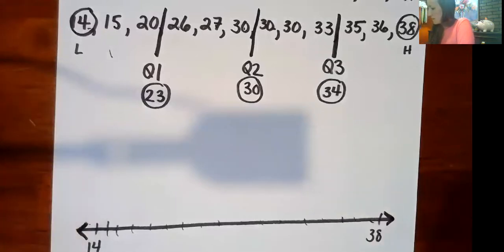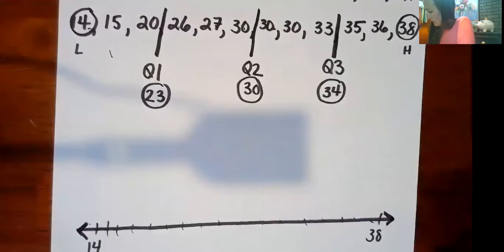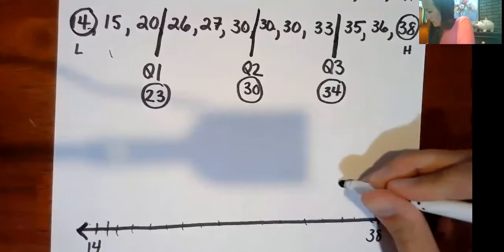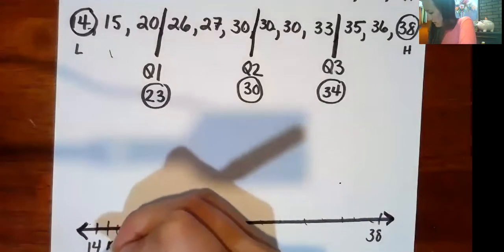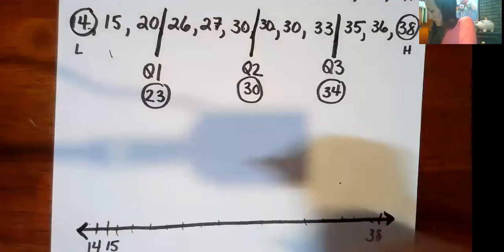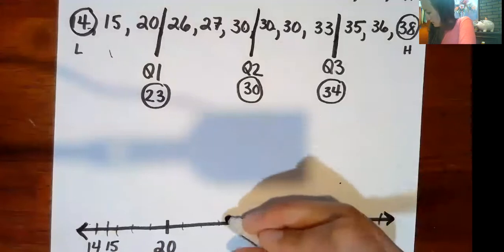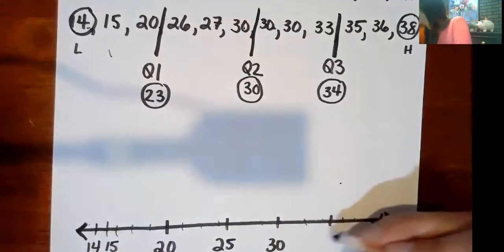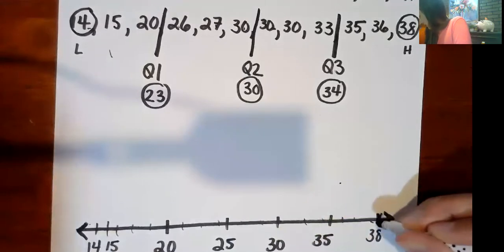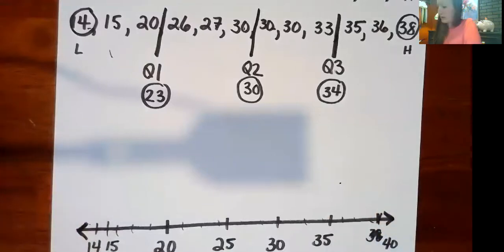Okay, so how this works is I'm going to put those 5 numbers where we just saw. So Q2, I'm going to say 30 would be right here. Well, you know what? We should really probably number this. So let's say 15, let's say 20, 25, 30, 35, and we'll call this 40 instead of 38.